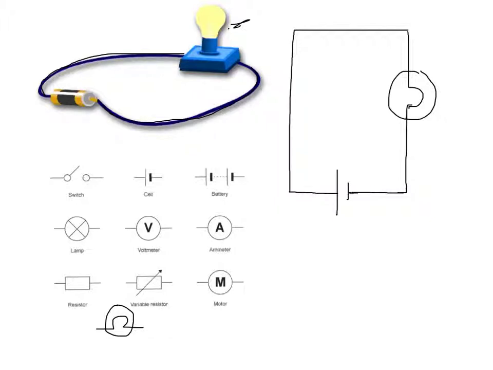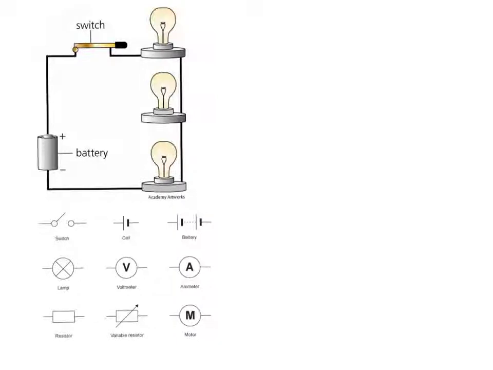Let's have a look at another one. This example is a bit more complicated. Again, we've still got a battery. We've got a switch this time, and notice that the switch is down. That means this circuit is on, because electricity can flow all the way around. If this switch was up, it would leave a gap, and the electricity can't flow across the gap. So this switch is on, this switch is closed.